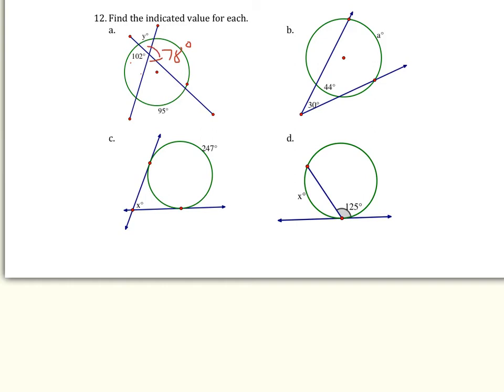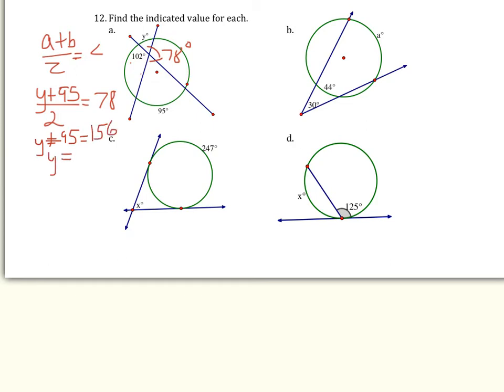Now, our theorem says that if I average the two arcs, I will get the angle. So I notice my two arcs are y and 95. If I average those, I will get 78. So now we just need to solve this and get our answer. We get y plus 95 equals 156. And then I go ahead and subtract the 95, and I will end up getting 61 degrees. So y would be 61 degrees.